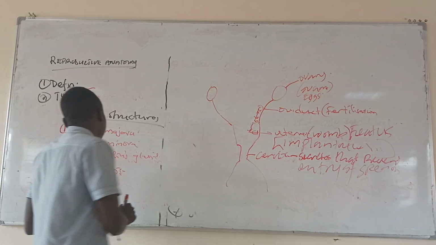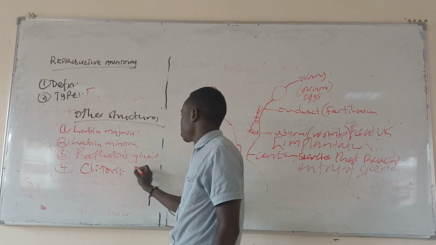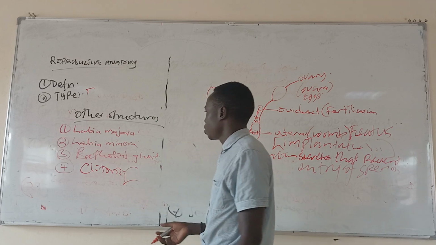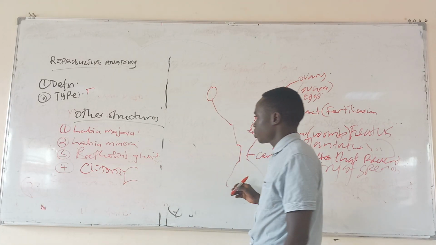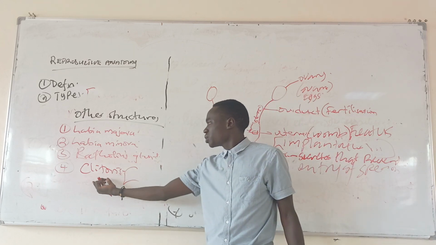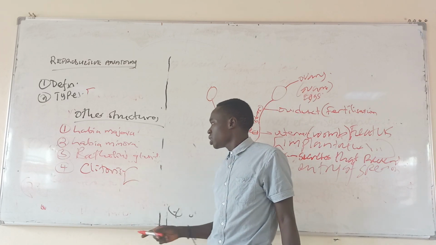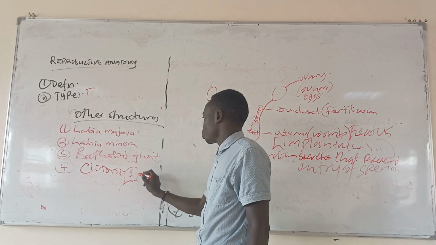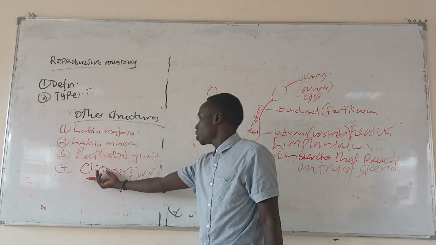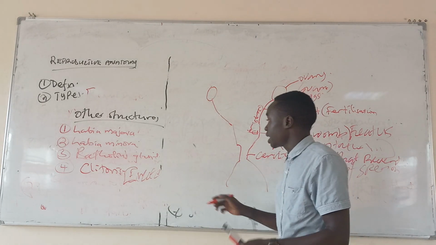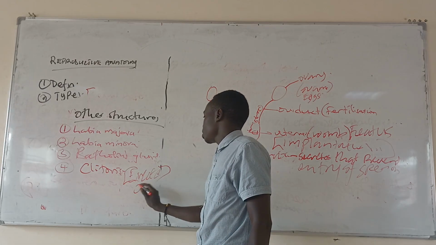So we're going to talk about their functions, starting from the last one. The clitoris is like the penis. It is the muscular structure found in the female that contains erectile tissue. The females can as well erect. That gives excitement during sex.